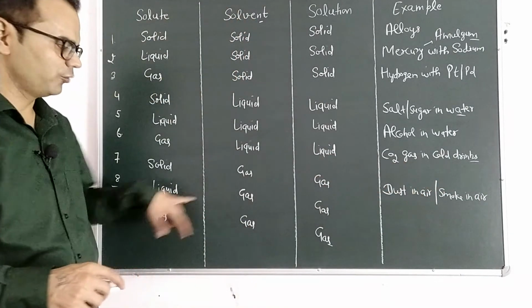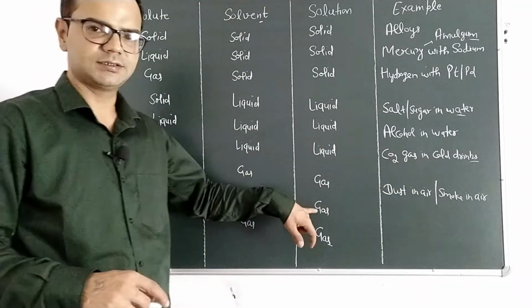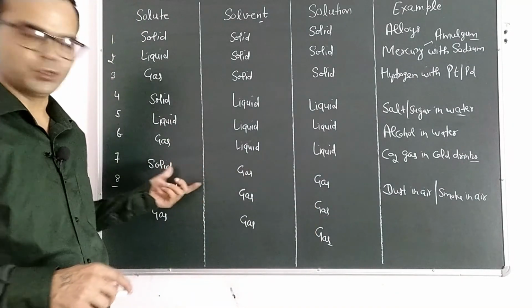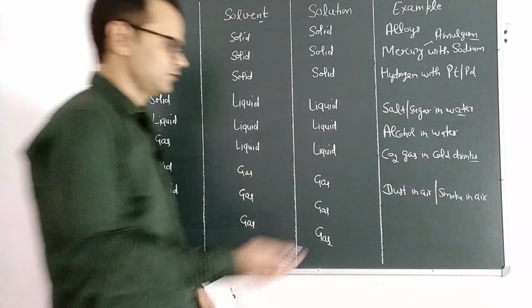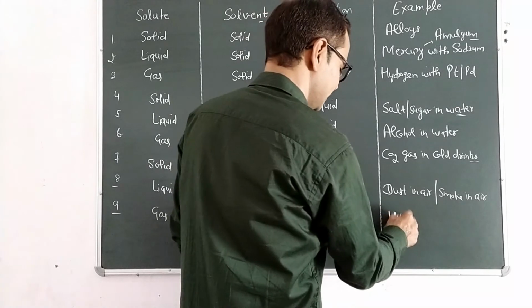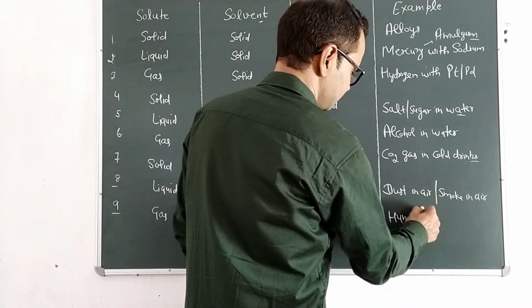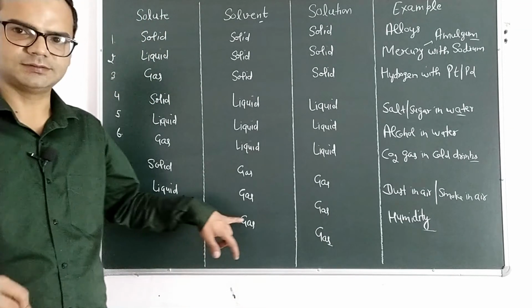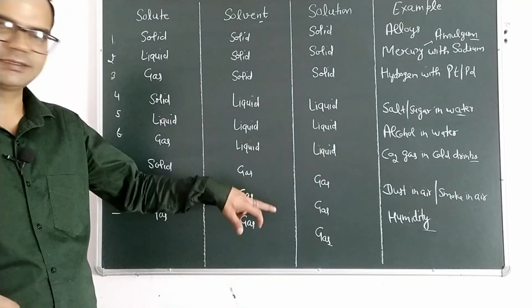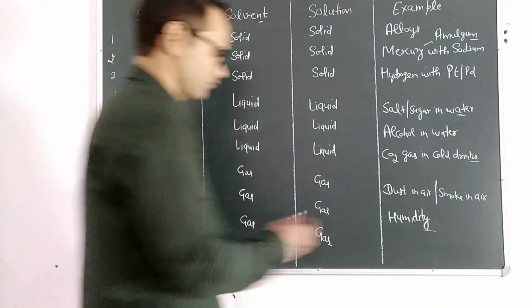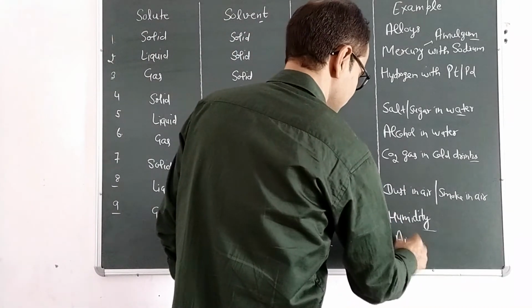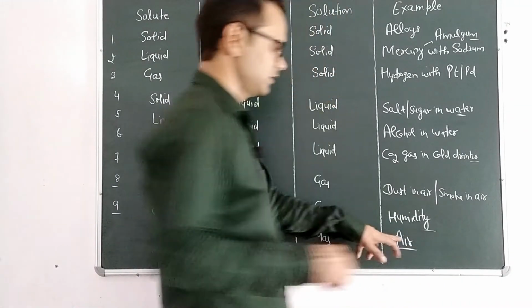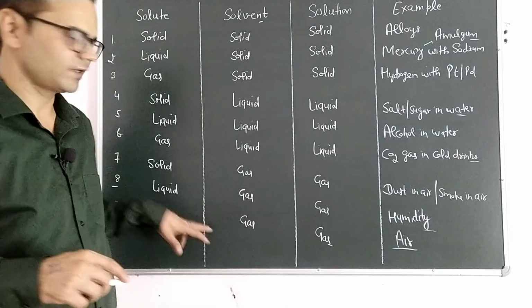Next example is liquid in gas, we will get gas. Example is humidity, the moisture content in air. The example is quite simple, humidity. And the last is gas in gas, we will get gas, and the example is air. Air is a homogeneous mixture of gases.